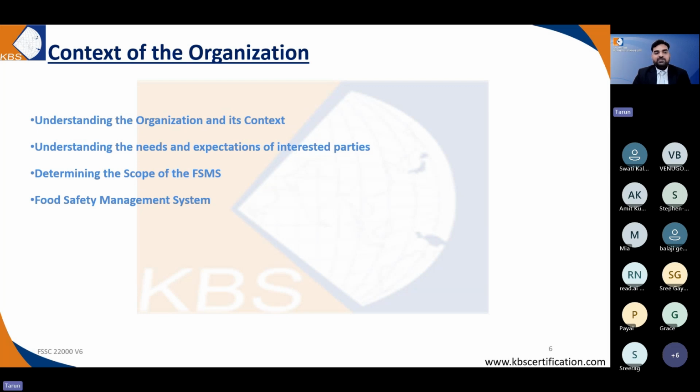Secondly, you have understanding the needs and expectations of interested parties. Whichever interested party, means concerned persons or bodies or businesses, organizations which are connected with you, you should understand what will be their need and expectation. Not only need, always expectation as well.